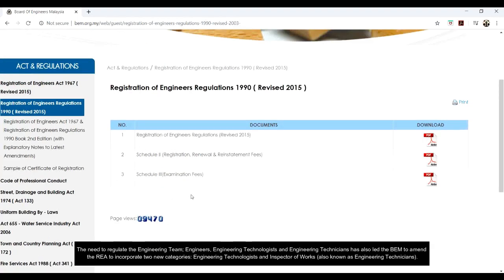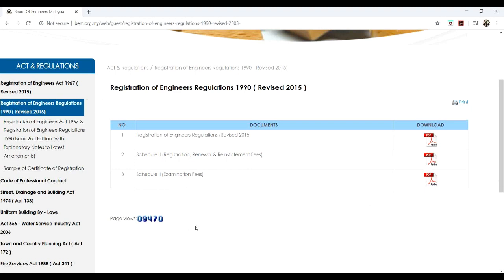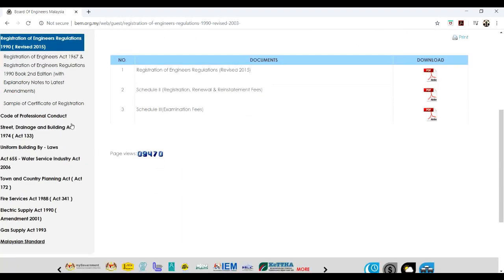The need to regulate the engineering team, which is engineers, engineering technologists, and engineering technicians, has also led BEM to amend the REA, incorporating two new categories, which are engineering technologists and inspector of works, which is also known as the engineering technicians. Other than that, there is also information regarding the Code of Professional Conduct.